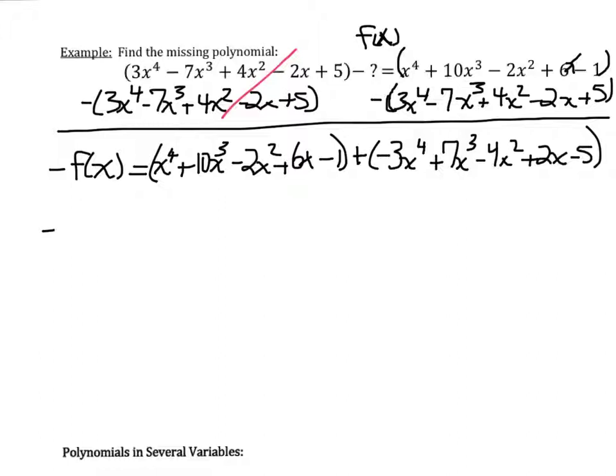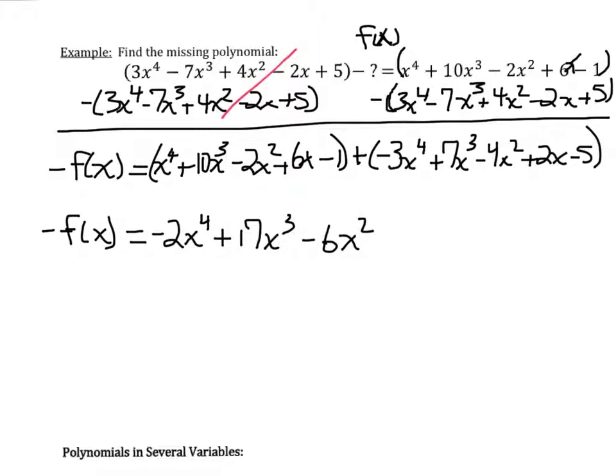And now, I'll still have my negative f of x, which I want to isolate, but I've got to simplify on my right-hand side of this equation. A positive x to the fourth plus a negative 3x to the fourth is a negative 2x to the fourth. I have a 10x cubed plus a 7x cubed, that's 17x cubed. I have a negative 2x squared and a negative 4x squared, that's a negative 6x squared. I have a 6x plus a 2x, which is an 8x, and a negative 1 minus 5, which is negative 6. And so this right-hand side is simplified, but you've got to remember, we still have a negative out front here.